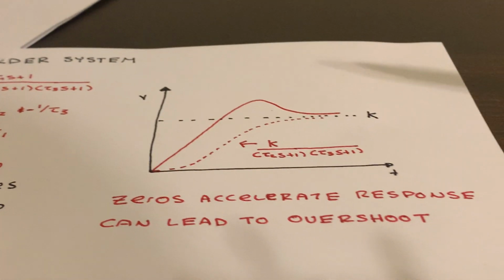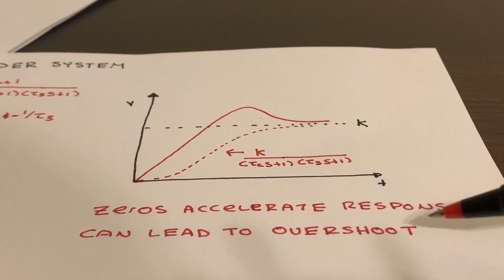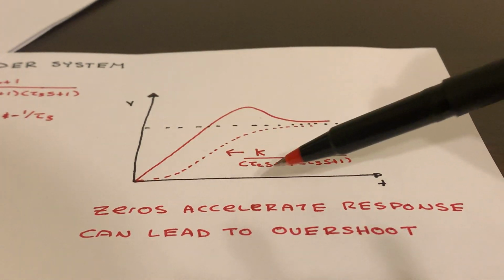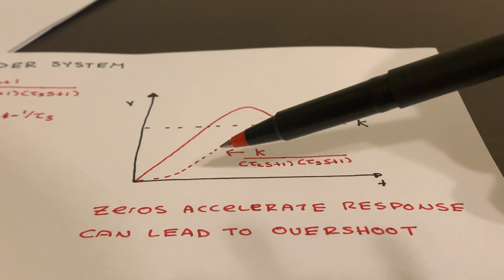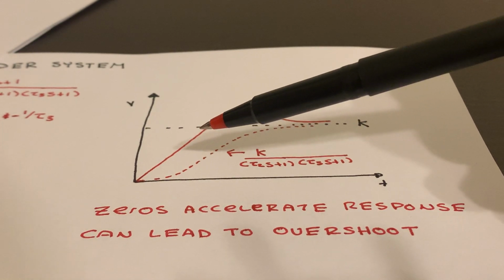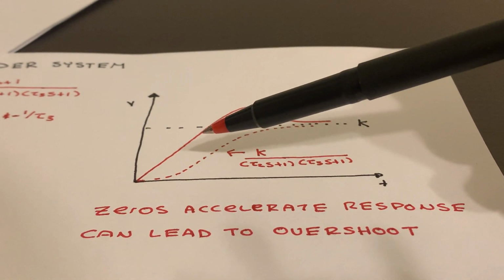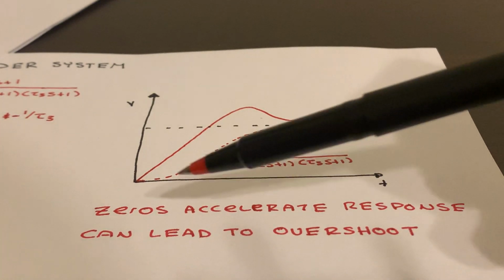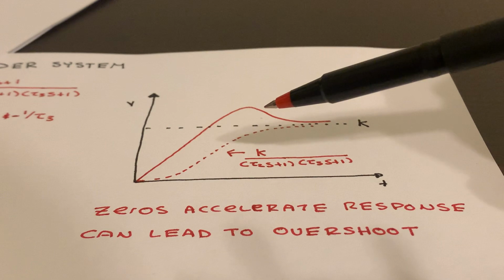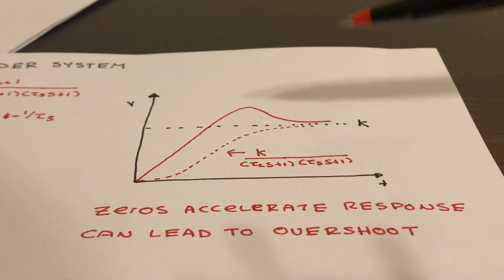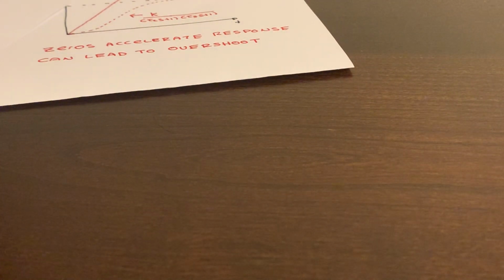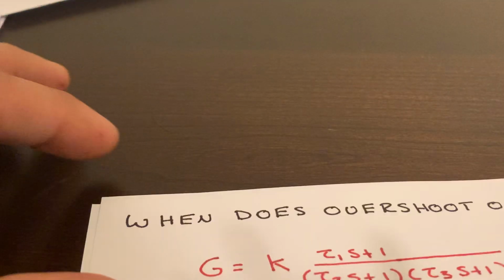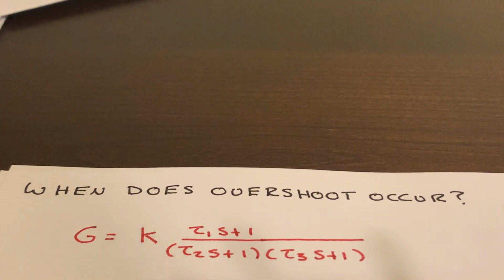And so the key thing is that zeros accelerate the response. So here's a system without a zero, we add a zero, and basically we're shifting this curve this way, right? So we're accelerating the response. And in some cases, that zero can lead to an overshoot. An overshoot is, again, where it goes past the steady state value. So then the question becomes, when does overshoot occur?